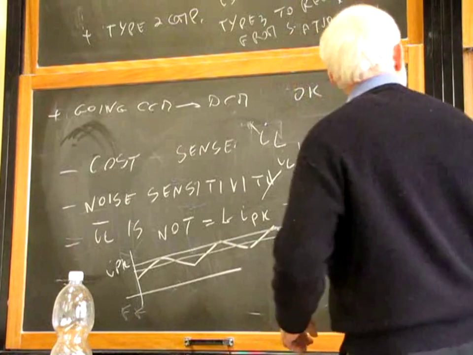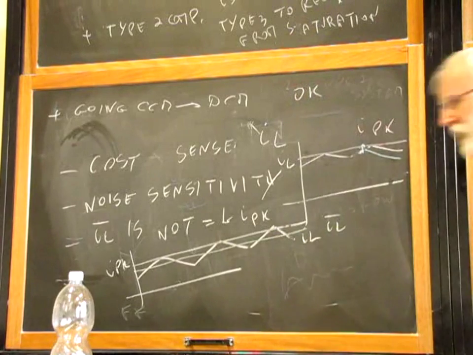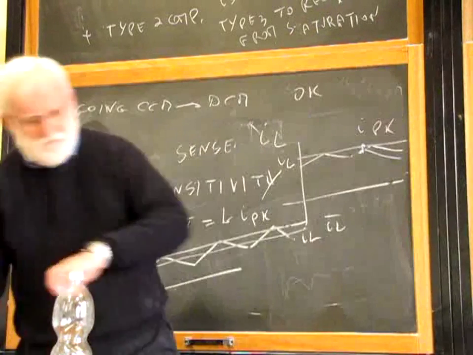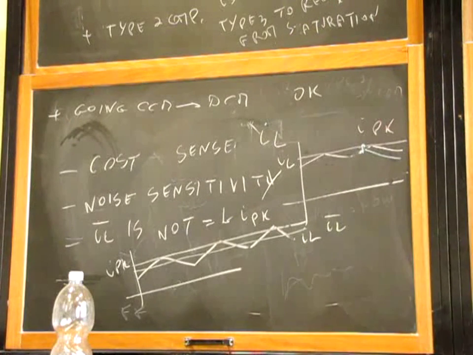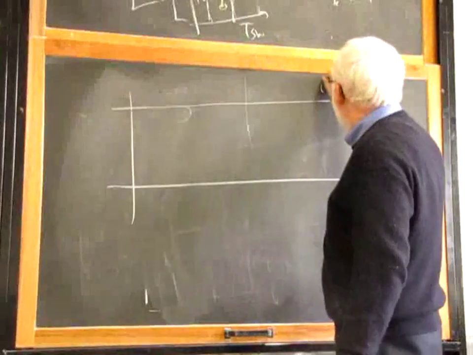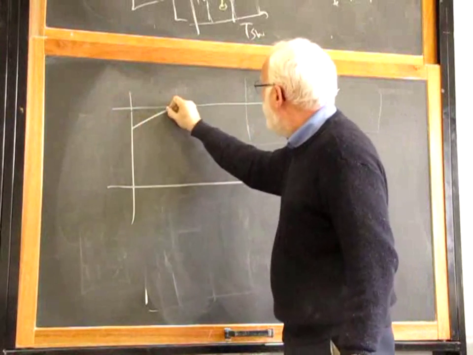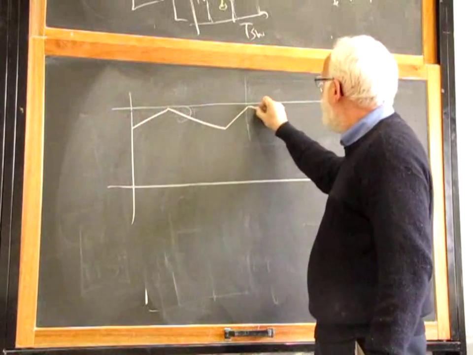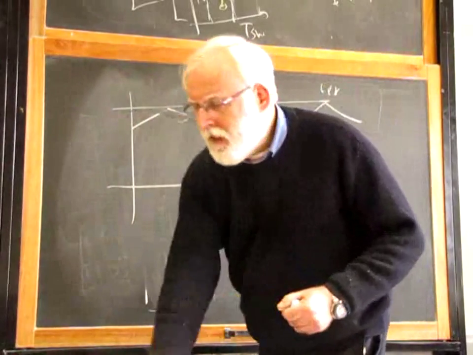Because, let's do an example. Consider, for example, that this is my IP and this is IL. That's all.